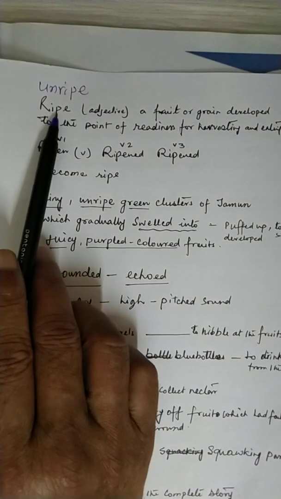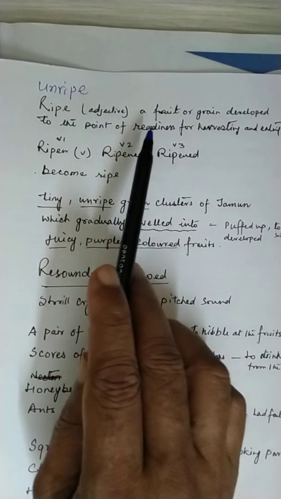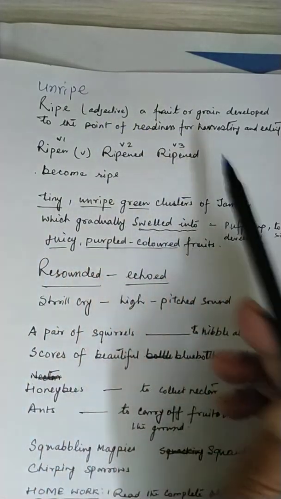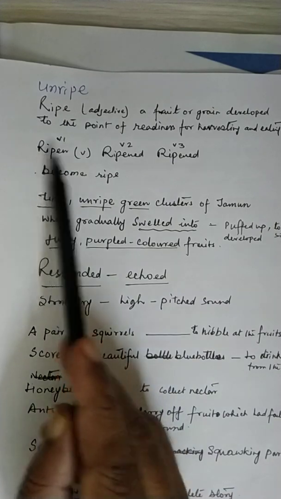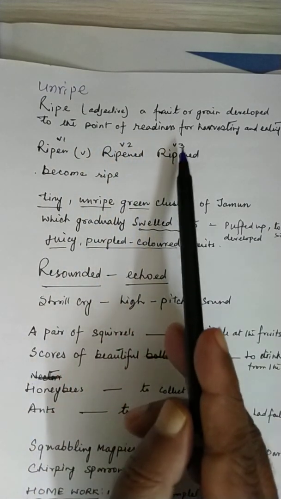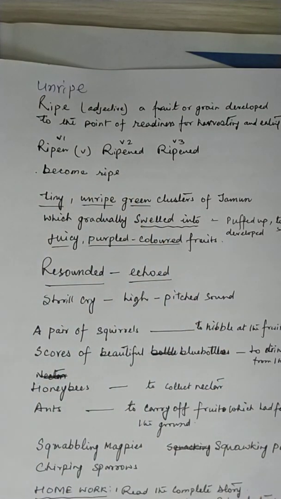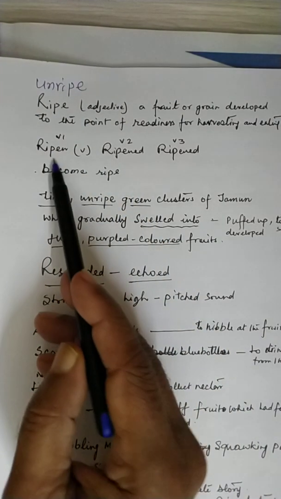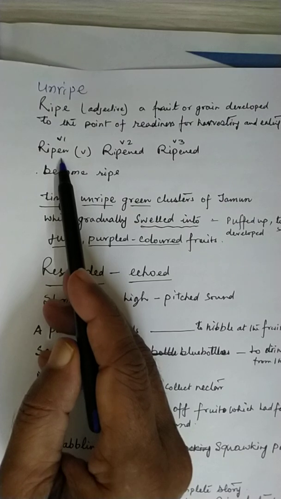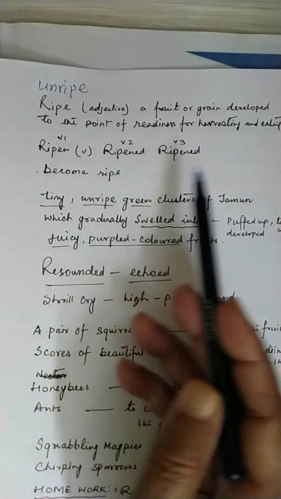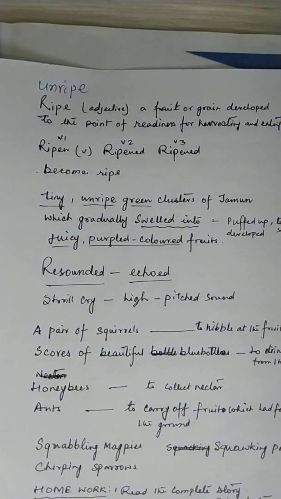Now, ripe is an adjective, and it means a fruit or grain developed to a point of readiness for harvesting or eating. We can say that a fruit ready to eat, जिसको हम हिंदी में कह सकते हैं पका हुआ, सो उसके लिए शब्द इस्तेमाल होगा ripe. The opposite is unripe. Unripe में जो पका हुआ नहीं है. But the verb form of ripe is ripen, and the V2 and V3 ripened. Okay, you must learn all these words.